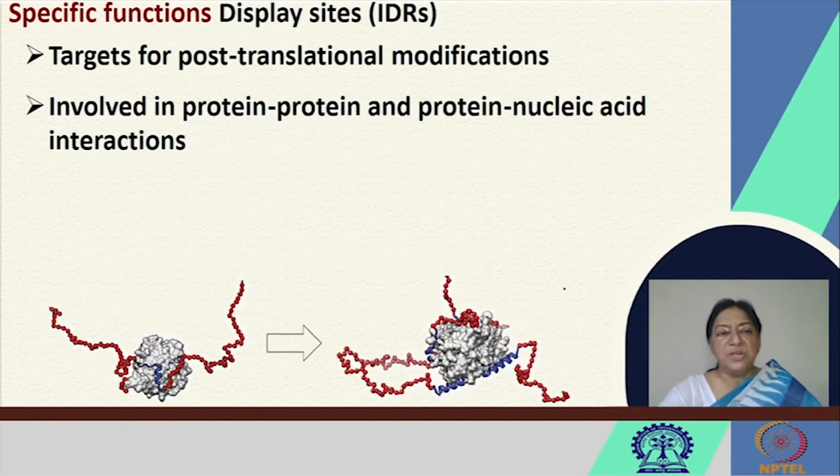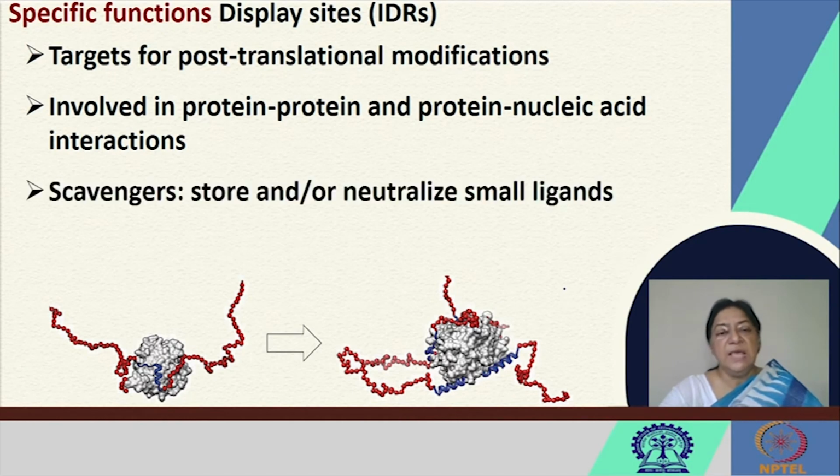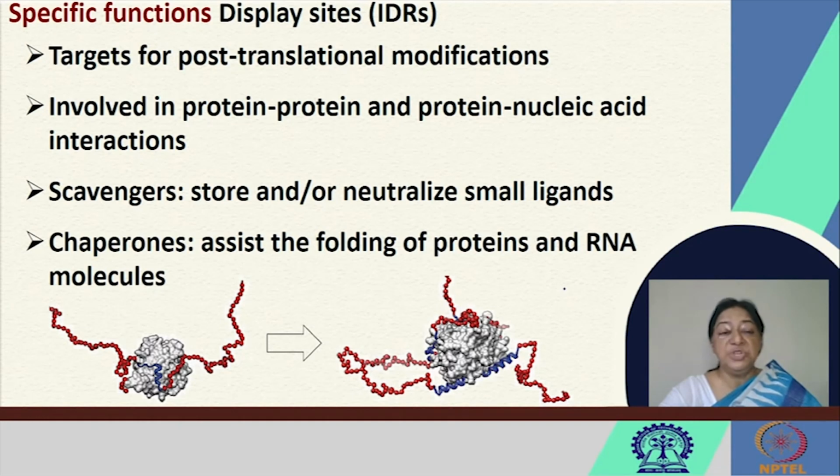The specific functions for the IDRs or the IDPs are that they can be targets for post-translational modifications. As a result, they are involved in protein-protein and protein-nucleic acid interactions. They can store small ligands, and they can be chaperones where they assist the folding of proteins and RNA molecules given their flexibility.